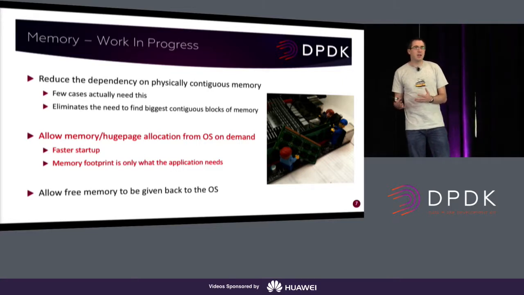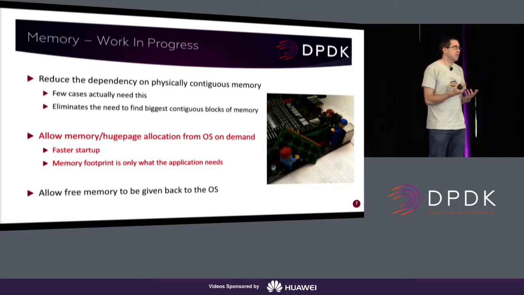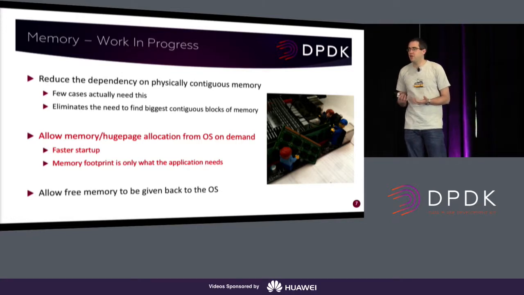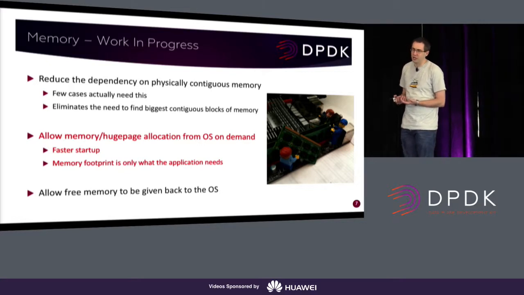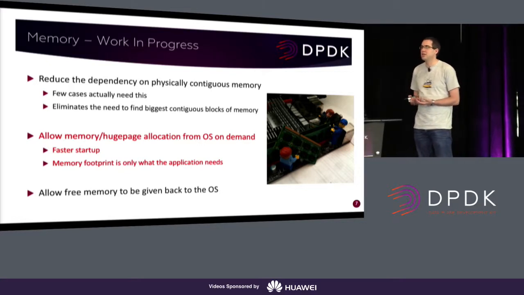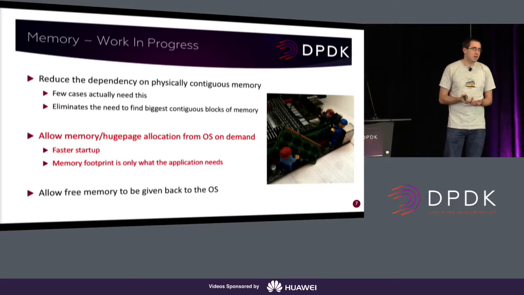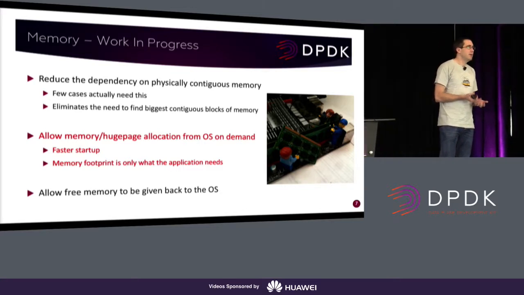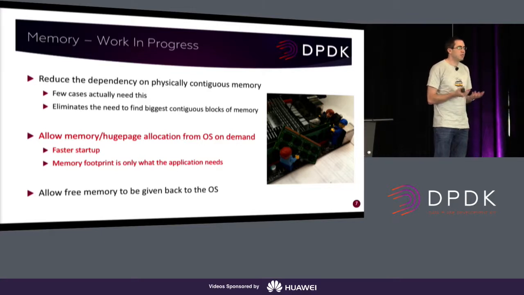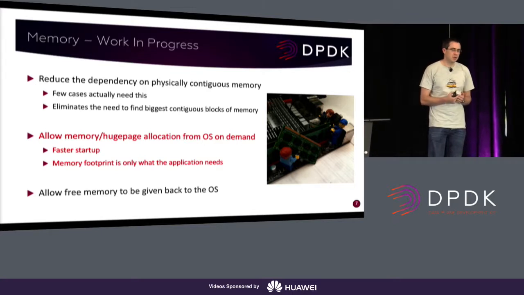Once we get that link with the contiguous physical memory broken, then we can start doing things like dynamic memory allocation. Allocate our huge pages or 4K pages or what have you from the OS on demand, okay? So this is where we get our big usability improvements, okay? And we stop DPDK being greedy, as I referred to it.